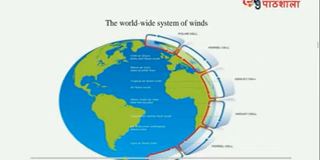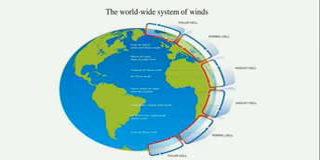So, here we can see the worldwide system of winds: polar cell, Ferrel cell, Hadley cell, Ferrel cell, polar cell. Cold air sinks and flows south. Warm air rises at polar front. Tropical air flows north. Air flows south. Warm moist air rises near the equator. Tropical air carries heat south. Air sinks over subtropical desert zone. Cold air flows north. These are the global atmospheric circulation.